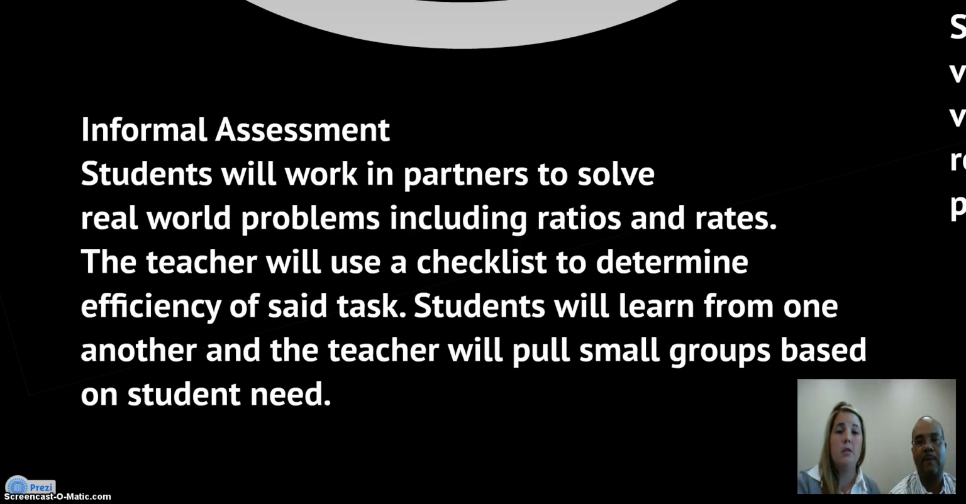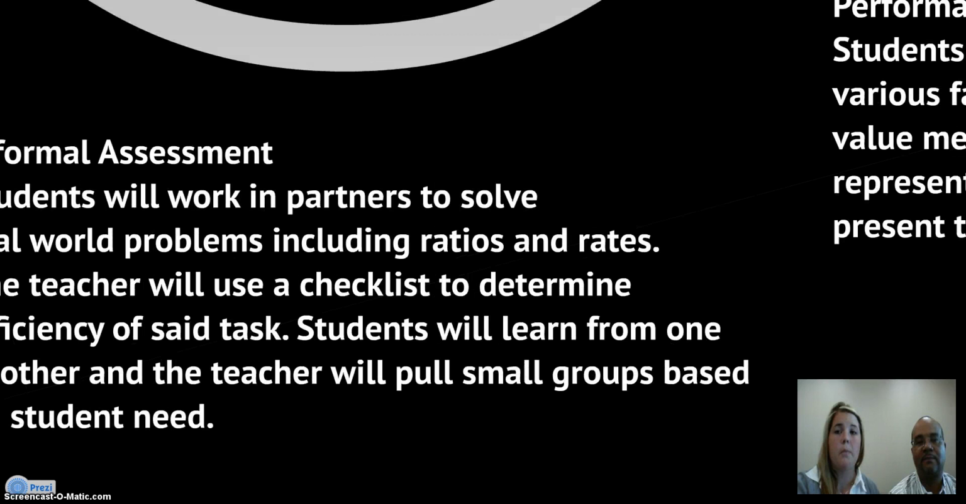Informal assessments are also provided. One example is for students to work in partners to solve real-world problems, including ratios and rates. The teacher will use a checklist to determine the efficiency of this task. Students are able to learn from one another, and the teacher is able to pull small groups based on student need. The informal assessment checklist can be used to help teachers determine grouping and to determine which students need enrichment activities and which students need to have reteach activities.